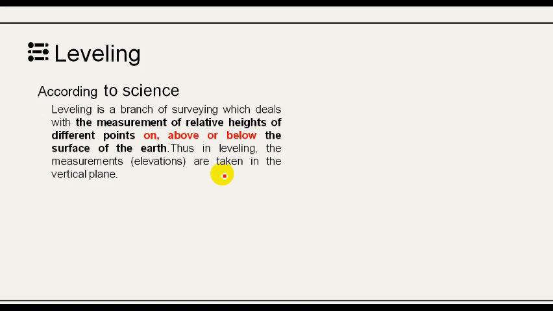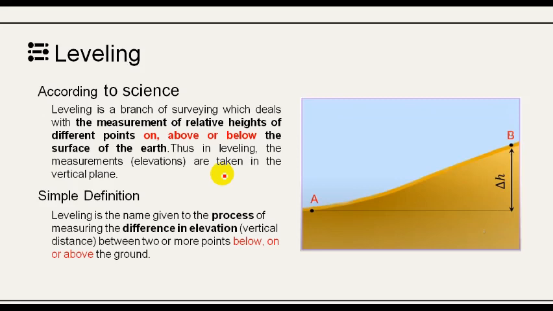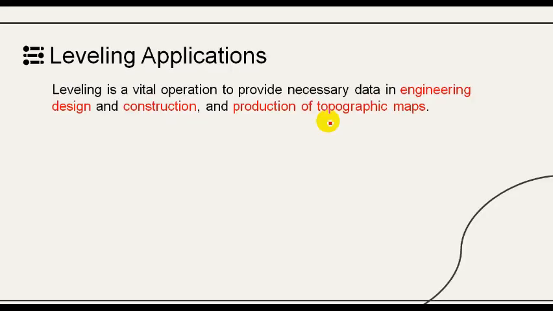And by simple definition, it is the process of measuring difference in elevation between two or more points below, on, or above the ground. So as you can see in the figure, for example, we have point A and point B. The process of measuring or determining the difference in elevation between point A and point B is called leveling.